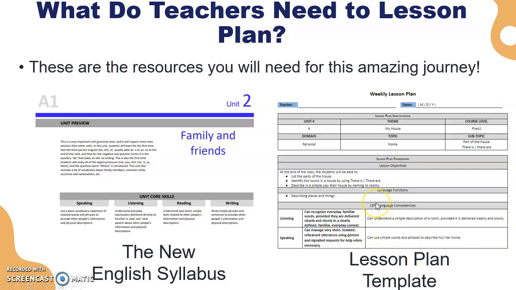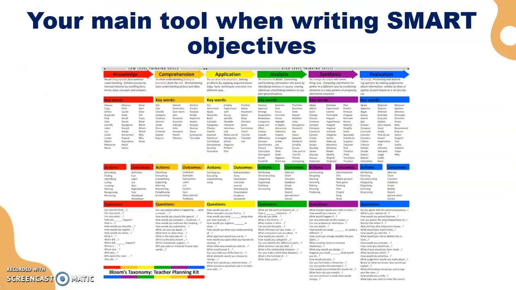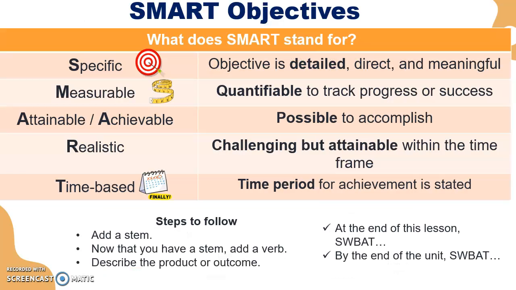Additionally, we're going to need the lesson plan template, okay? So we can include all the relevant aspects for our class. And last but not least, we're going to need this important tool for writing SMART objectives, and that is the Bloom's taxonomy. So we're going to need the Bloom's taxonomy so we can choose the best verbs to complete our SMART objectives. Talking about SMART objectives, what are those?